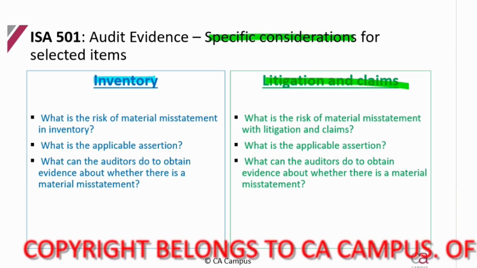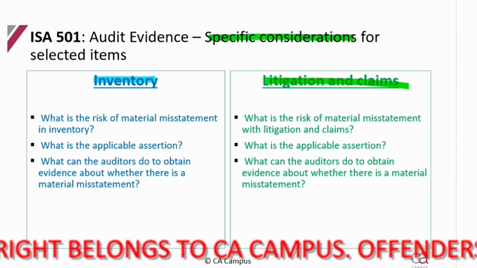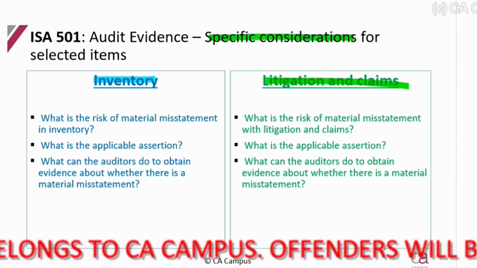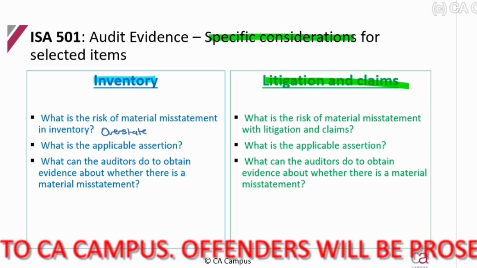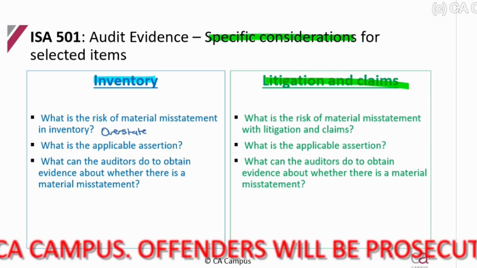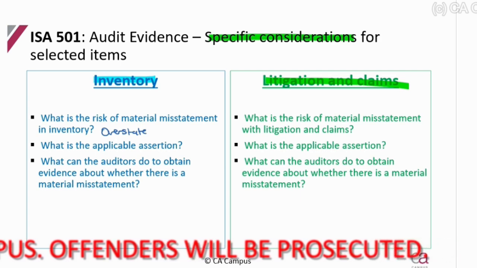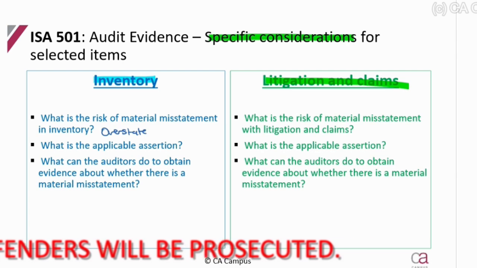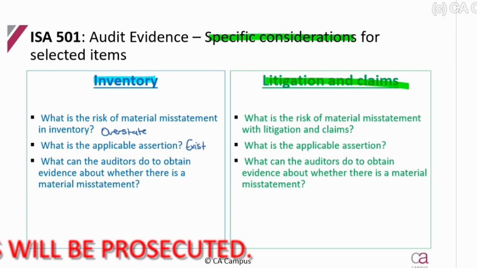So what do we know about inventory? What is the most significant risk of material misstatements with inventory? They would initially want to overstate inventory to make them look like they've got a stronger asset base. And if they're overstating inventory by including inventory that doesn't actually exist, the applicable assertion would be the existence assertion.